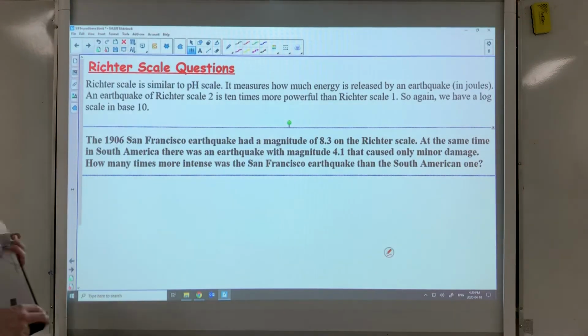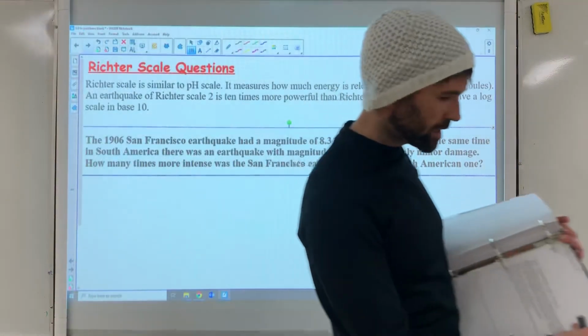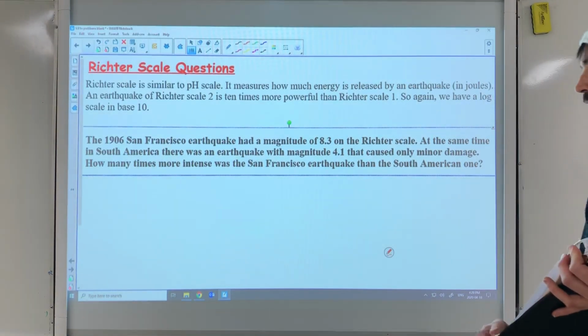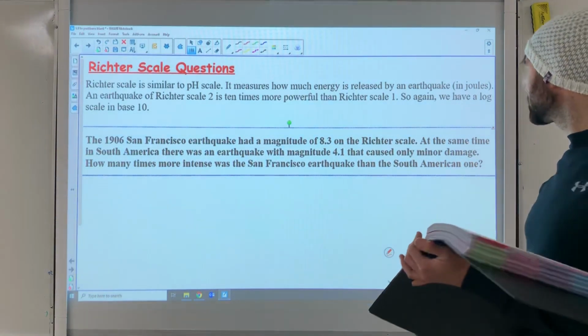Sometimes you get Richter scale questions. The Richter scale is again a log scale that measures how intense an earthquake is. So sometimes you get one of those.